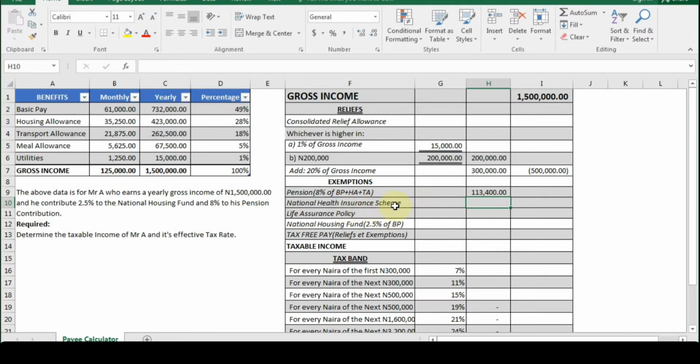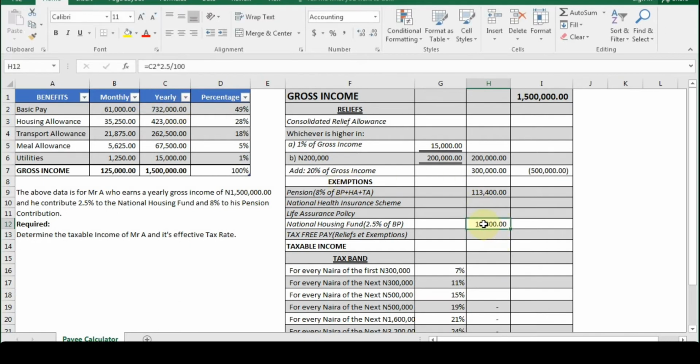National Health Insurance Scheme, it does not have. Life Insurance Policy, it does not have. National Housing Fund, so that's 2.5% of basic pay. You can just use a short formula: that's equal to this basic pay multiplied by 2.5, divided by 100.